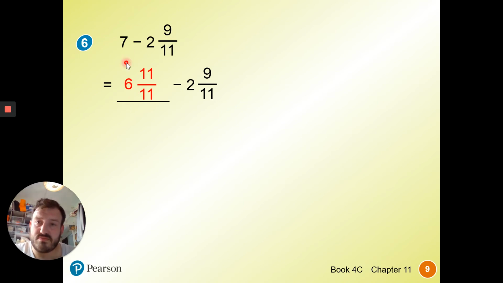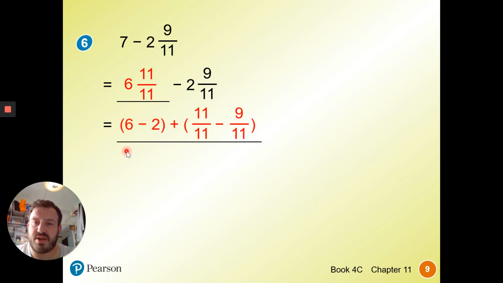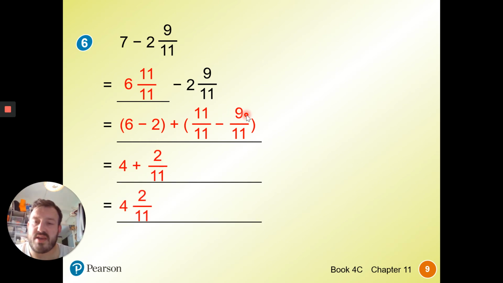Okay? And so I can do that and go either 3 parts, 4, and then have a big number here. Or I can remember my rule. Well, 7, I can just do whole numbers. So 6 minus 2, and then I'll do 11 minus 9. Let's see how it's written out. So there we go. 6 minus 2 plus 11 over 11 minus 9 over 11. Okay, and then that will give us an answer of 4 and 2/11.